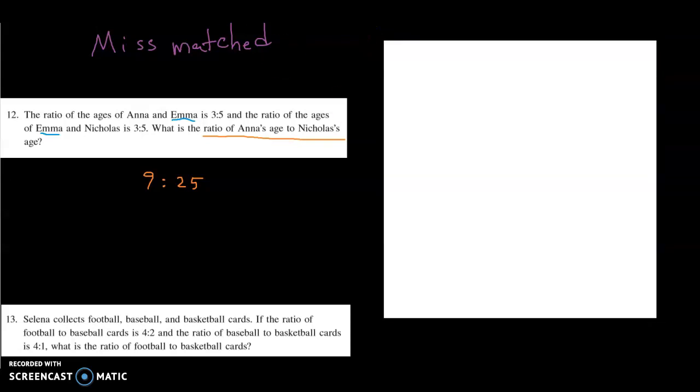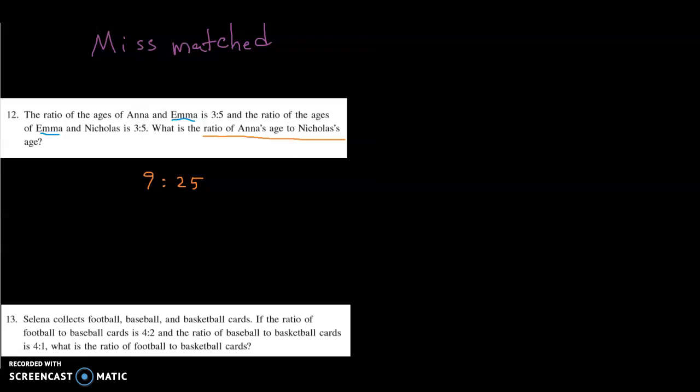Let me clear this out a little bit. But it's very mechanical. These ratio problems, once you understand what you need to do to set these things up, it's not hard to solve. Okay, so let's look at this one. Same sort of thing. Selena collects football, baseball, and basketball cards. They give us a ratio of football to baseball, the ratio of baseball to basketball, and they want to know what is the ratio of football to basketball cards. Since it's asking for a ratio of a mismatched concept, we didn't directly compare football to basketball, we know that we have to set up this scenario here.